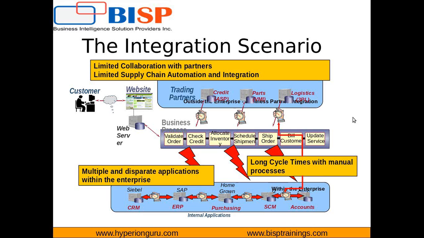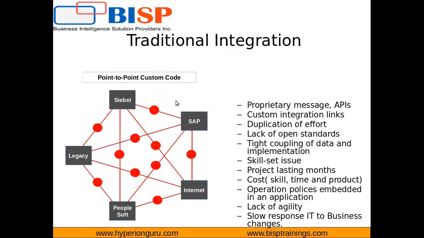Now, how does the traditional integration solve it? The normal solution was point-to-point custom code. Here all the applications, as we saw in our previous slide, are interconnected using custom code, and they follow proprietary messages and APIs. They have custom integration links, so each one talks to the other application. So this becomes a very big mesh.